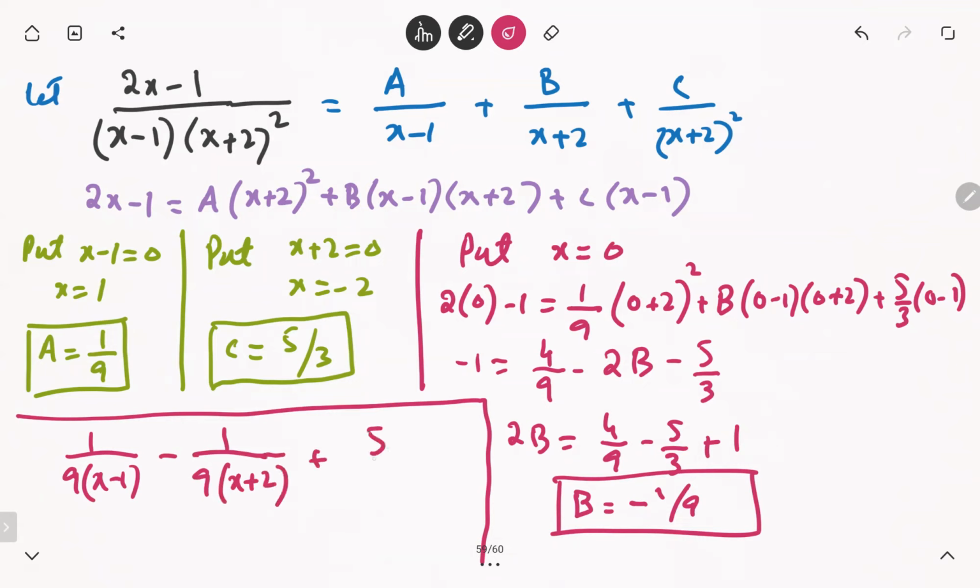So c is 5/3. दानियाल देखें b 0 नहीं आया तो इसका मतलब x plus 2 वाली टर्म भी आ रही है. So 5/3 x plus 2 whole square.